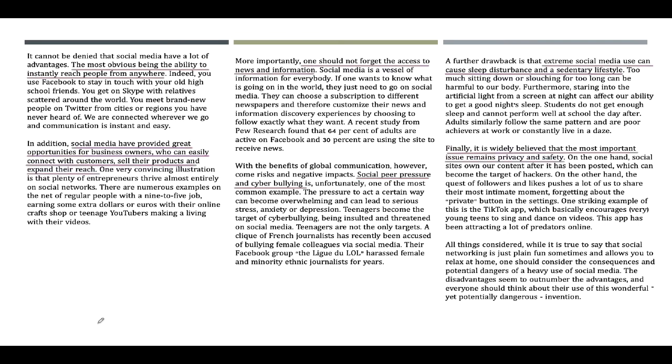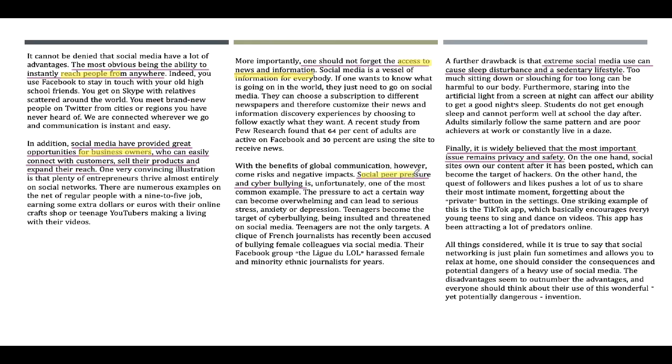Here we have all the topic sentences, so one topic sentence for each paragraph. We can clearly see the arguments used by the writer. First of all, it's easy to reach people. Opportunities for business owners. Access to news and information.